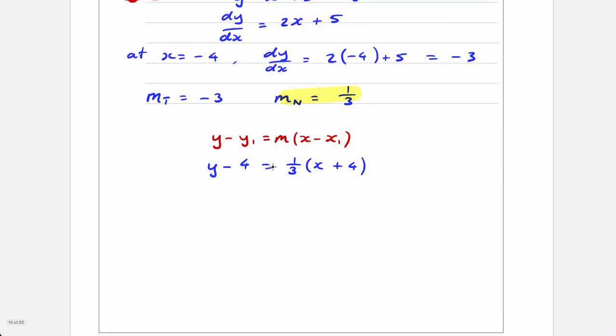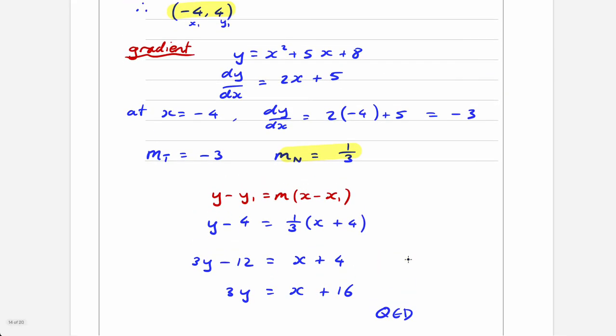I'm just going to multiply across by 3 here, guys. Watch this. I do 3 times y, 3y, 3 times -4, minus 12. The third disappears, and I get x plus 4, and then I just do 3y equals x plus 4 plus 12 plus 16, which is what he wanted, QED. Okay, so that's it, guys. Feel free here to use y equals mx plus c, and then sub in the x and y to find c, and you'll get the same thing.